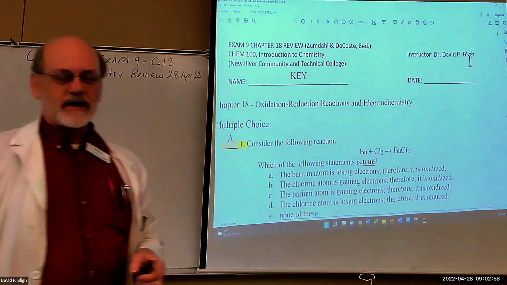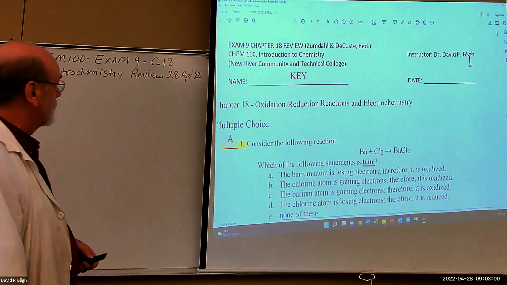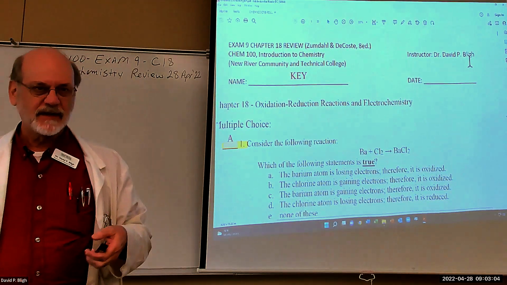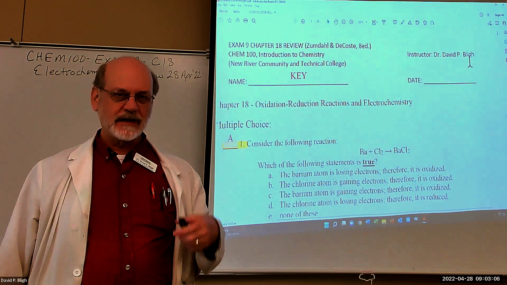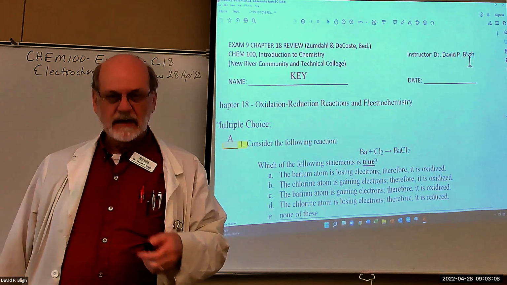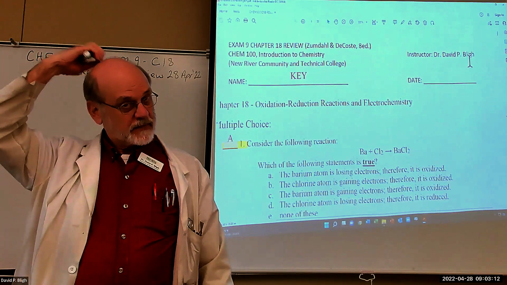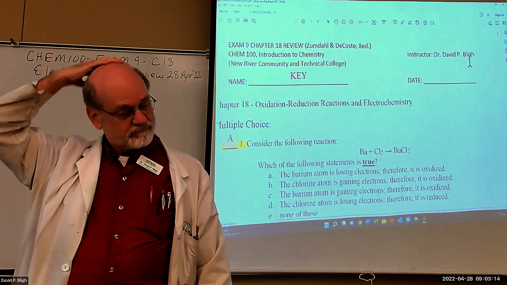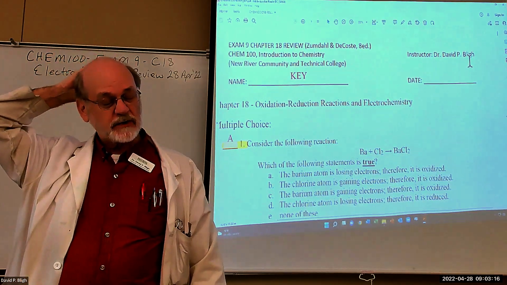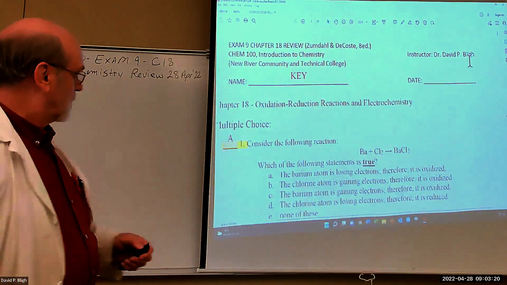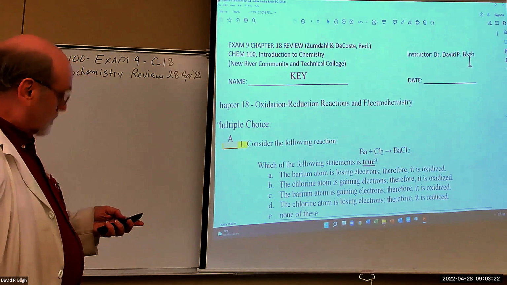So today we're going to take a look at Exam 9 material, Chapter 18, on redox reactions in electrochemistry. And as usual, I've got some review document problems selected and highlighted here. So we're going to work at them.